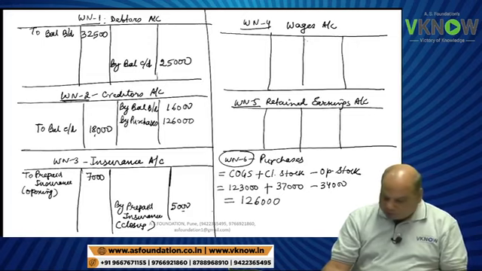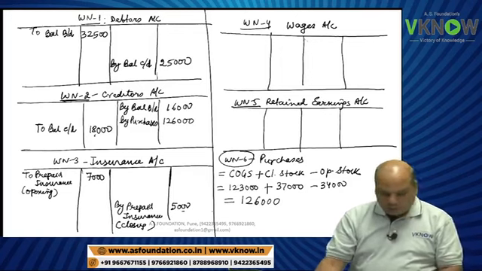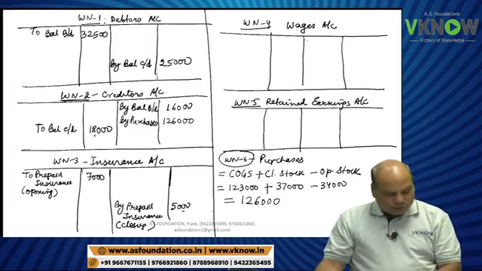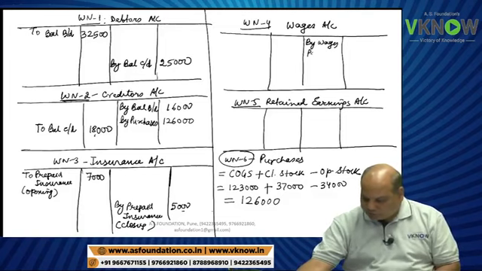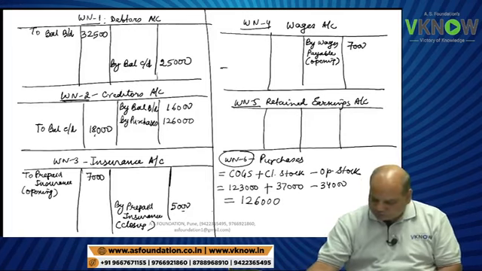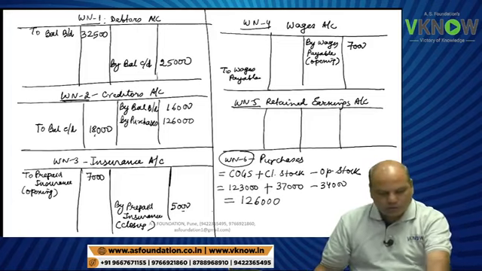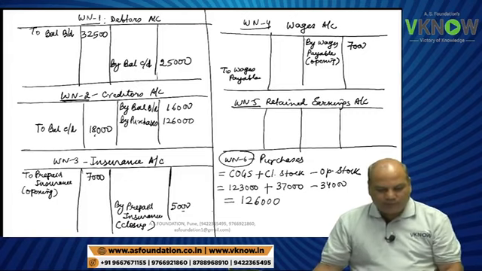Wages payable. There is a working note number 4 after accounts payable, wages payable. So on the credit side write down wages payable, opening balance, on the credit side 7,000, to wages payable in bracket closing.